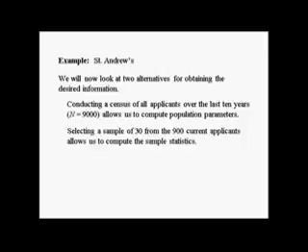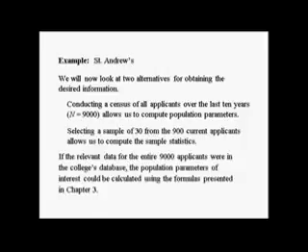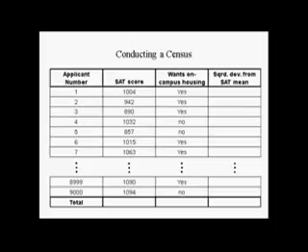Conducting a census of all applicants over the last 10 years, say 9,000, allows us to compute population parameters. Selecting a sample of 30 from the 900 current applicants allows us to compute the sample statistics. If the relevant data for the entire 9,000 applicants were in the college's database, the population parameters of interest could be calculated using the formulas presented in Chapter 3. In the following spreadsheet, we have all information on 9,000 applicants to St. Andrews College over the last 10 years.